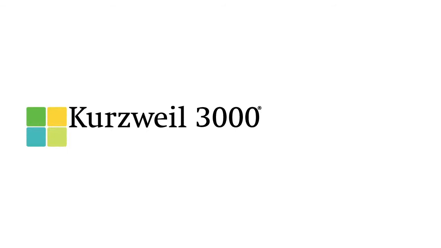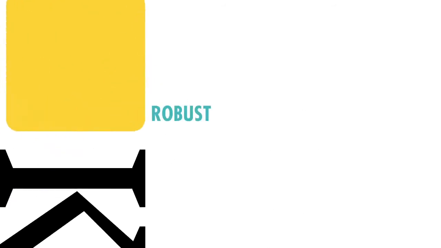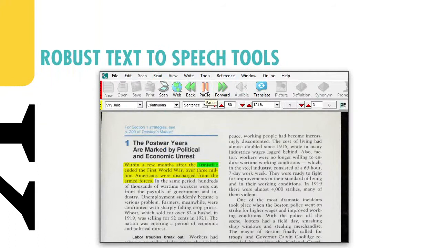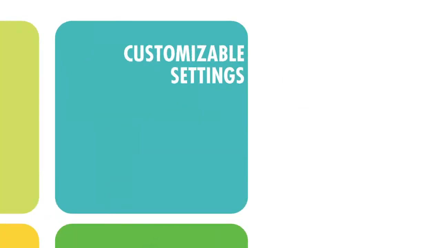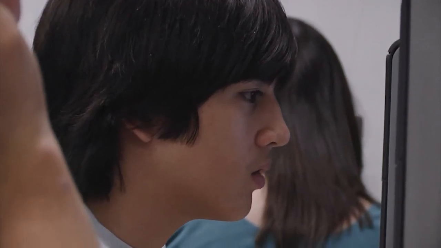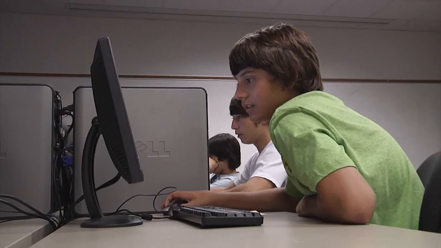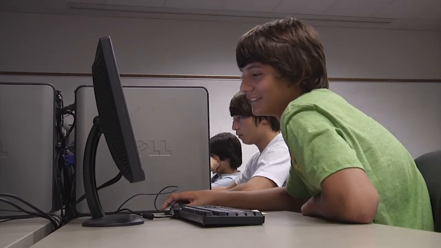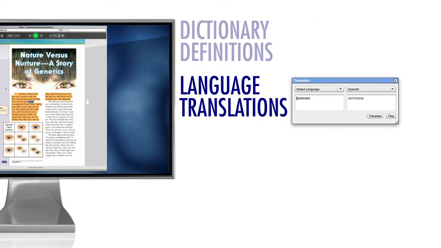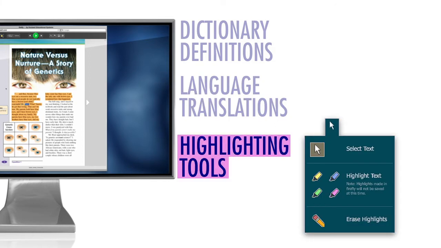Current Kurzweil 3000 users are familiar with a robust set of text-to-speech tools, which read academic content and allow customizable settings to adjust speed, language, and voice quality. Much like Kurzweil 3000, Firefly delivers students access to the most important tools they need to enhance their immediate comprehension of academic content through dictionary definitions, language translations, and highlighting tools.